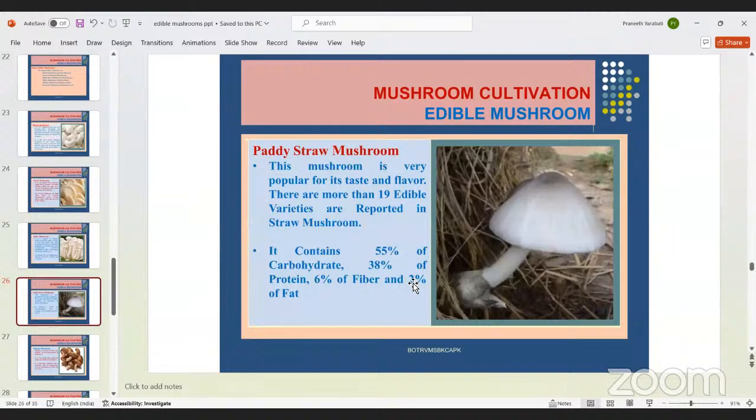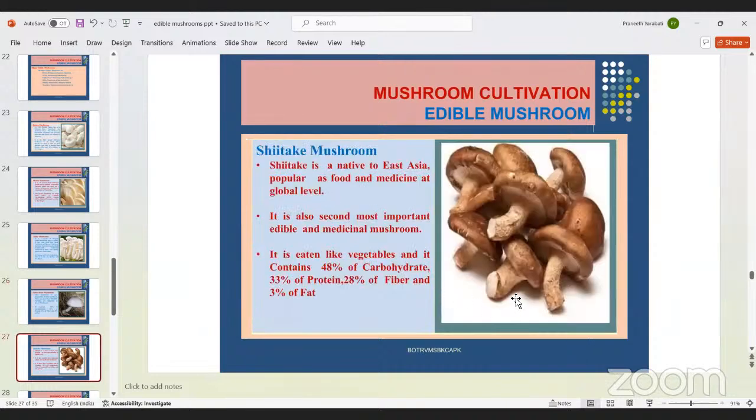Another one is the paddy straw mushroom. This mushroom is very popular for its taste and flavor. There are more than 19 edible varieties reported in the straw mushroom, and it contains 55% carbohydrates and 38% proteins and 6% fiber and 2% fats.